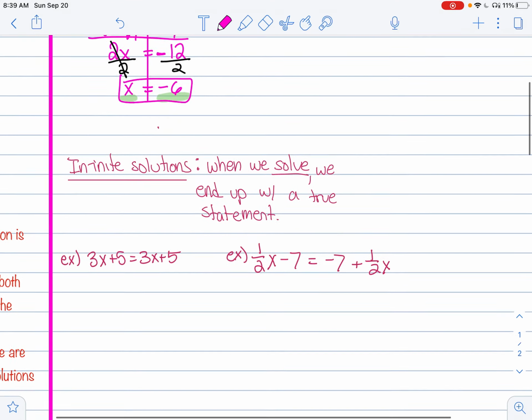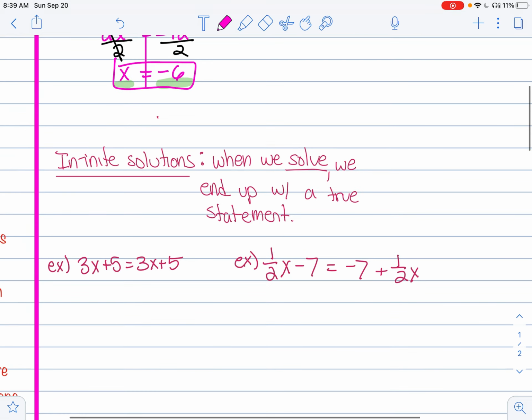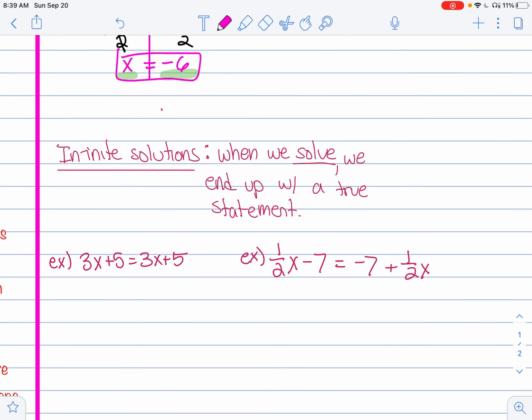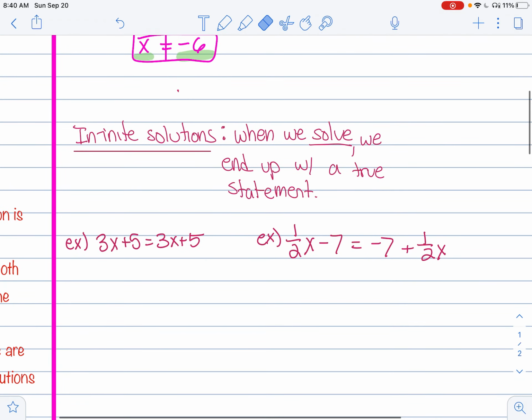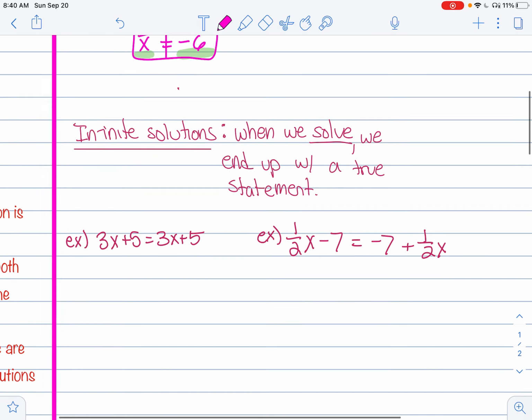Now we also have examples when we may have infinite solutions. What this looks like is when we solve for x, we end up with a true statement. Now remember, a true statement is something that is obviously true. For instance, 3 equals 3. We know that 3 most definitely does equal 3, or 4 equals 4. An untrue statement would be something like 2 equals 3. That's not true. 2 does not equal 3. So when we solve and we end up with a true statement, that means that we have infinite solutions.